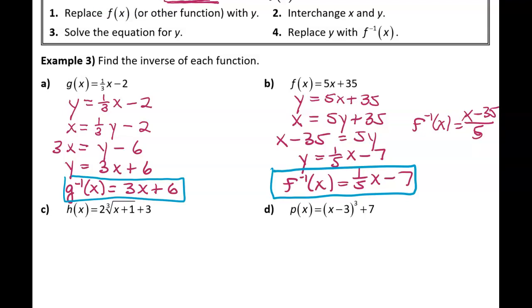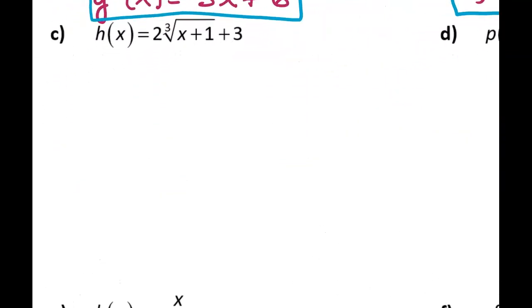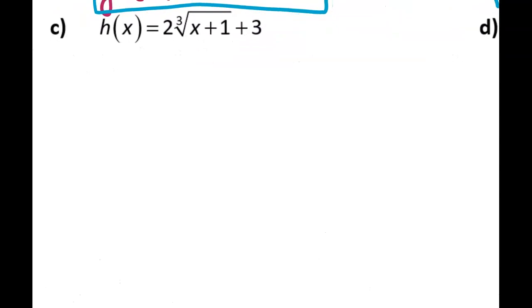All right, let's do an example for a cubic function. h of x is equal to 2 times the cube root of x plus 1, plus 3. So we're going to start by replacing the h of x with a y.